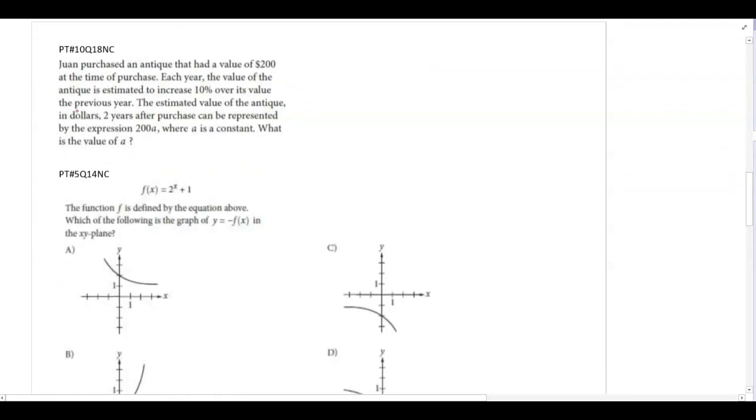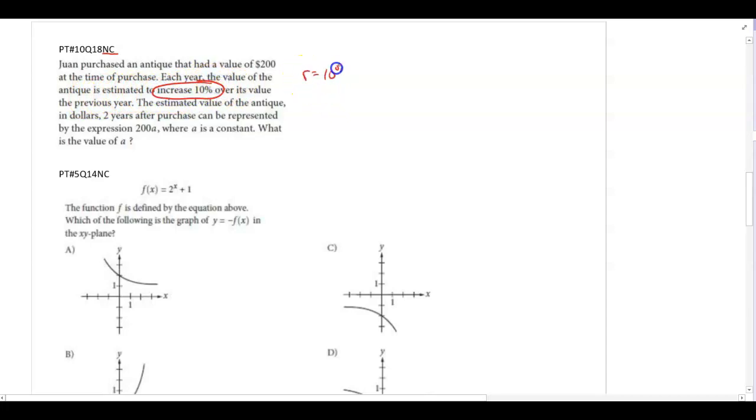These are problems you should get. The next one, again, this is a tough one, right? It's no calculator, and it's gridded response, so you can't use the answers to help you. It says here, Juan purchased an antique that had a value of $200 at the time of purchase. Each year, the value of the antique is estimated to grow or increase 10%.